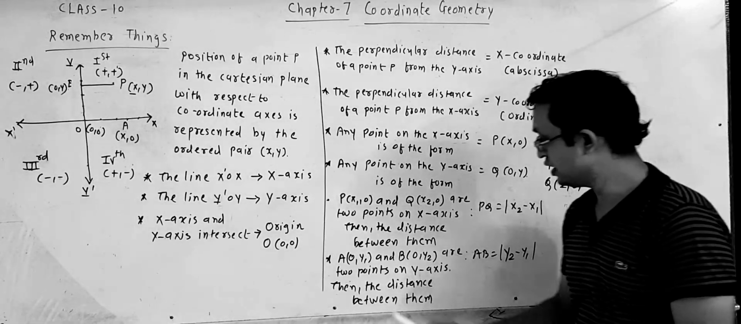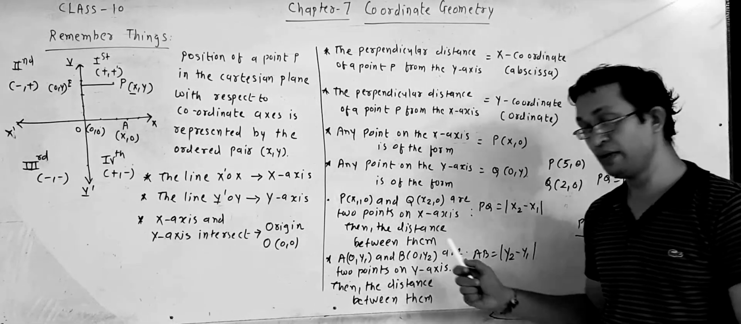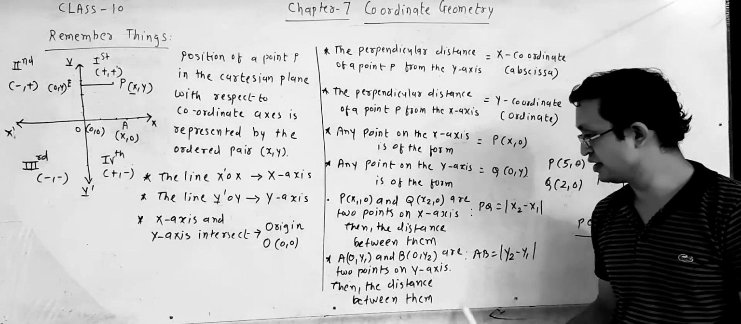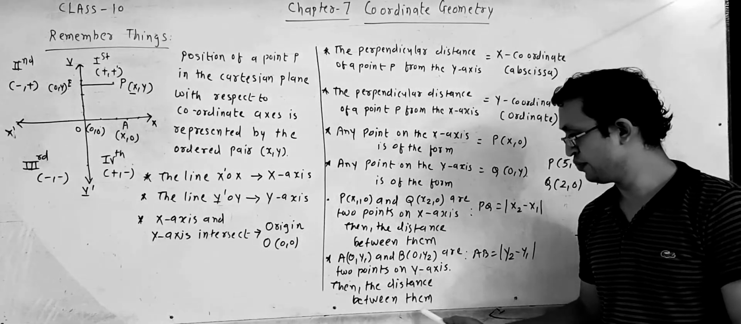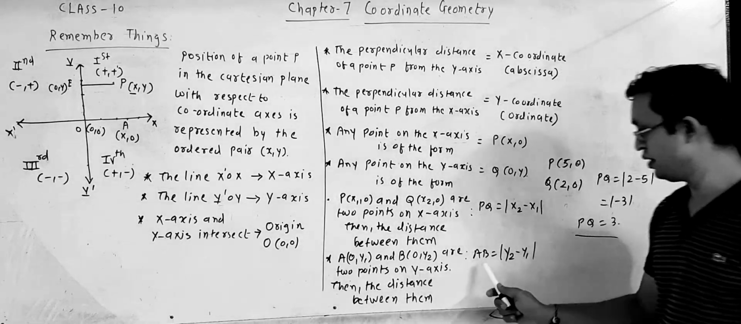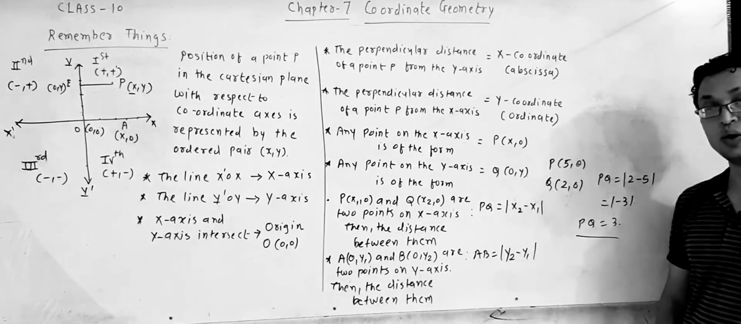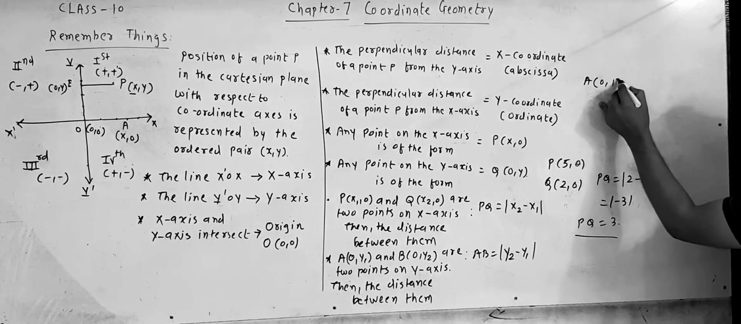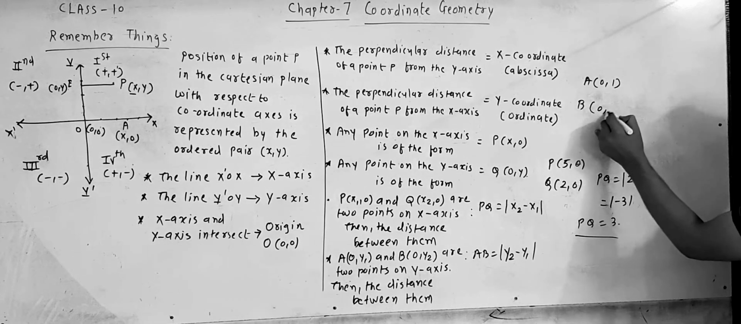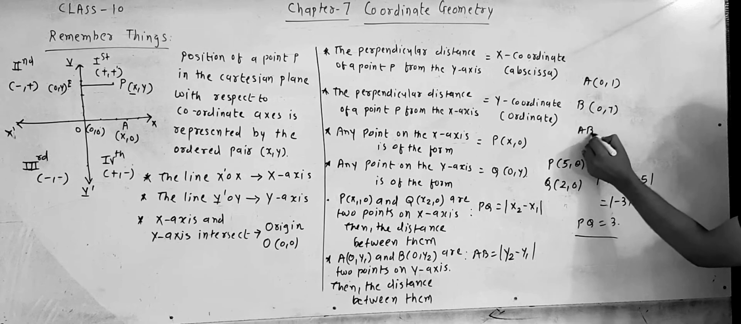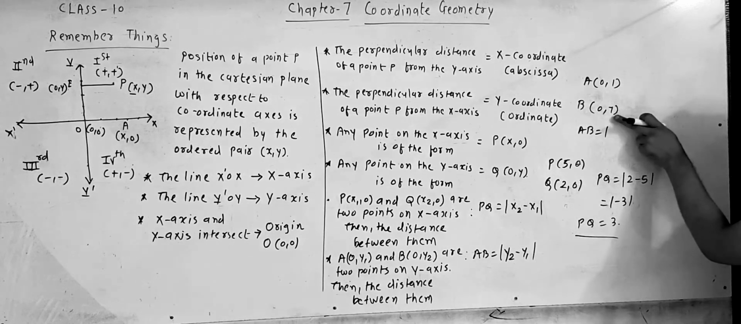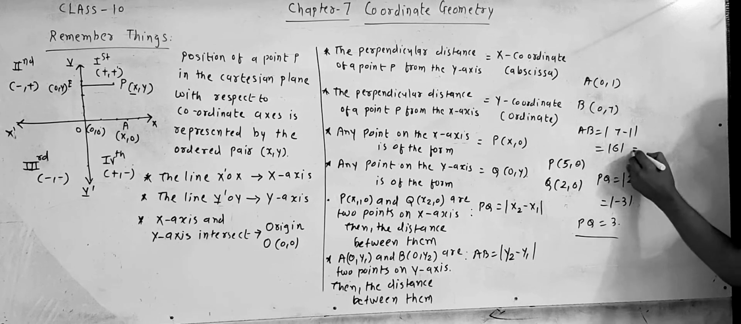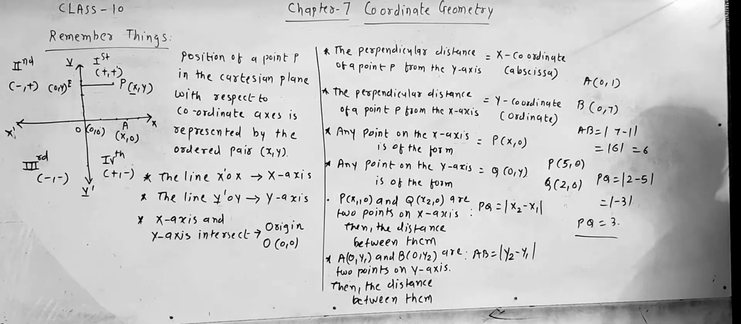Similarly, A(0, y1) and B(0, y2) are two points on the y-axis. The distance between them, AB, is equal to y2 minus y1. Similarly, point A is (0, 1) and point B is (0, 7). The distance between the two points is y2 minus y1, that means 7 minus 1, which is equal to 6. Therefore, distance AB is equal to 6 units.